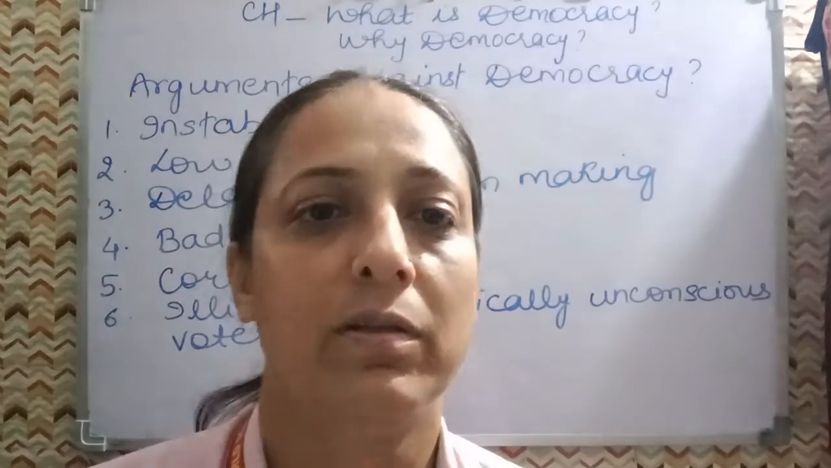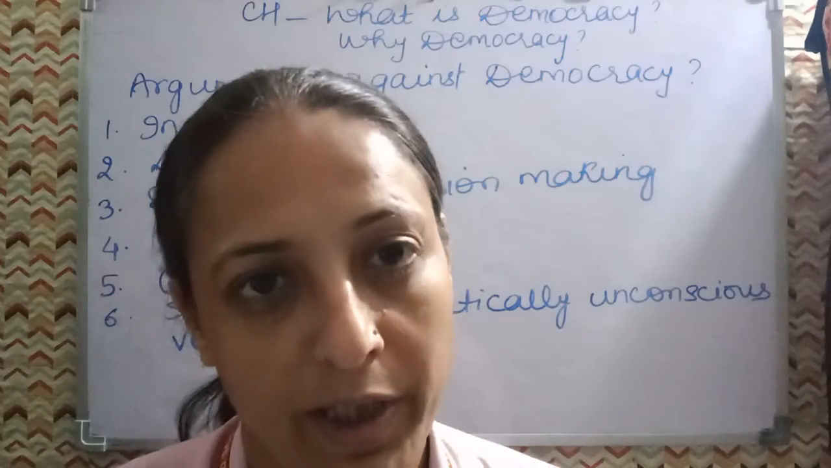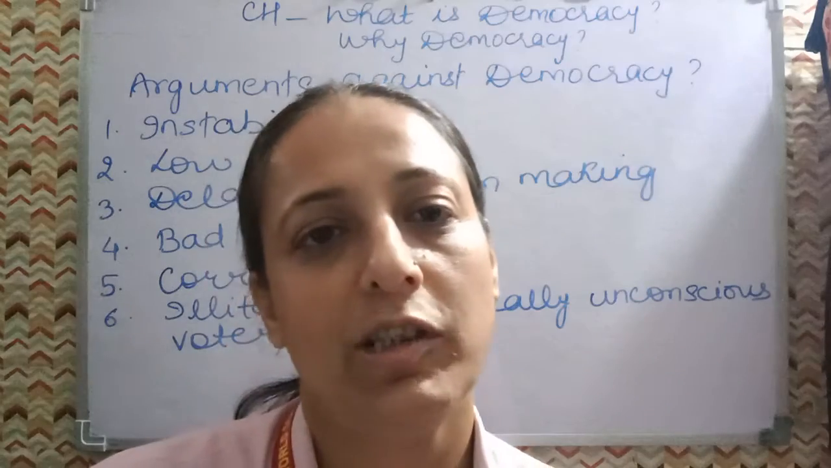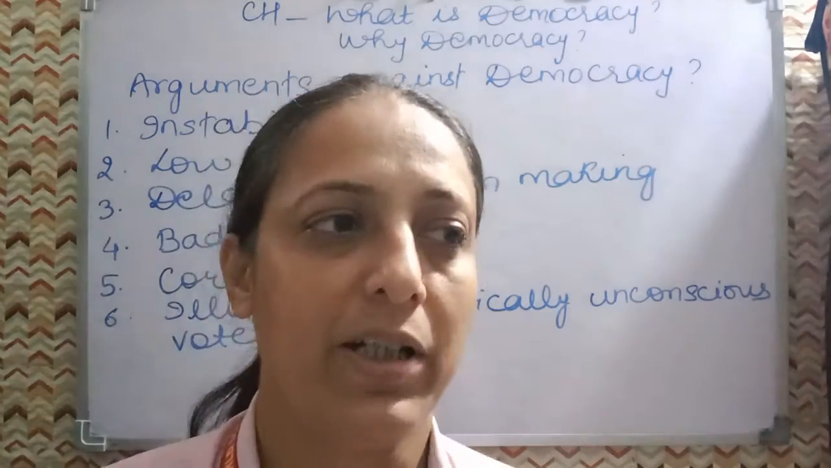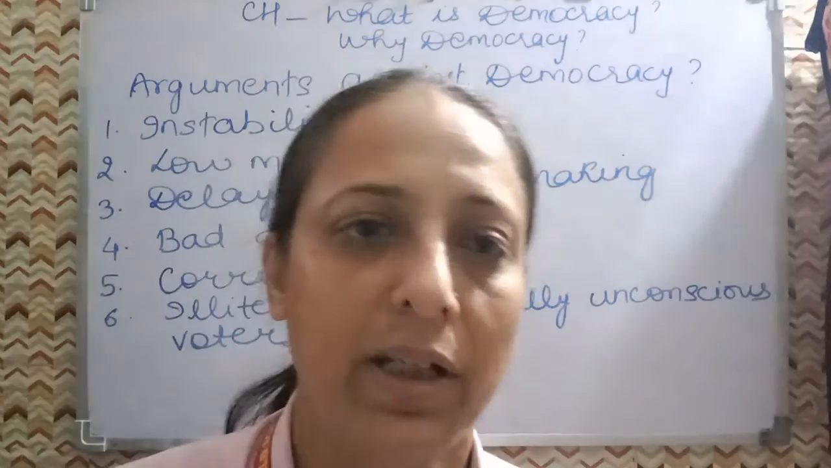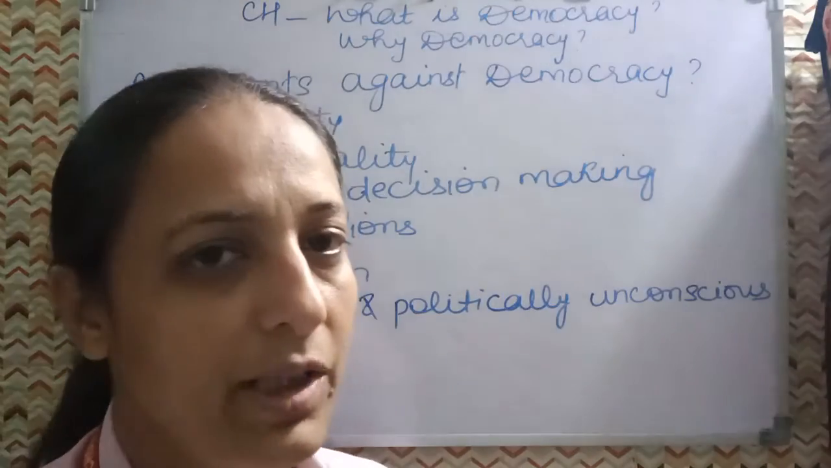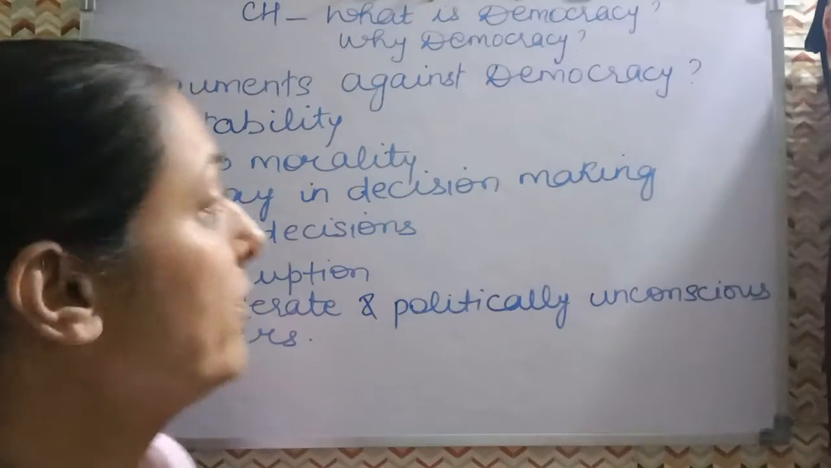So that's why in democracy a lot of instability is there, and instability is seen whenever any coalition government is made. When any political party does not have an absolute majority in the parliament, then a coalition government is made. And whenever a coalition government is made, if one of the parties withdraws its support, then the government collapses or falls. So there is a lot of instability in democratic governments. This also we have seen.